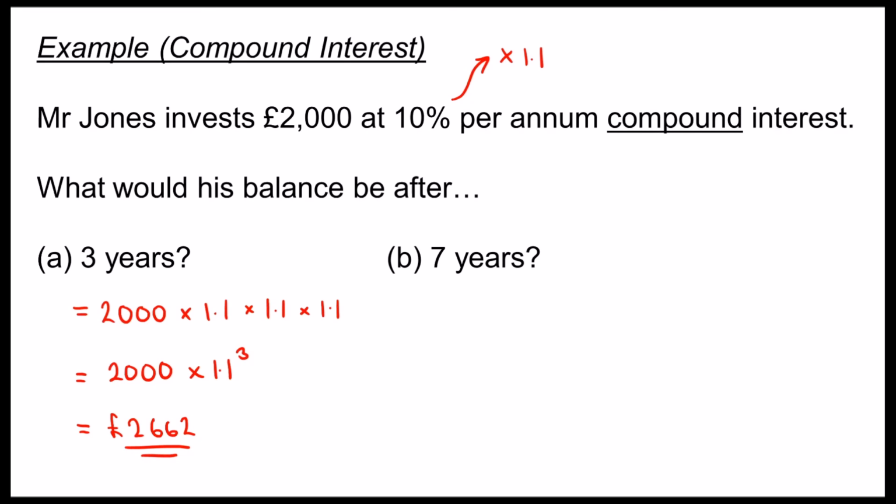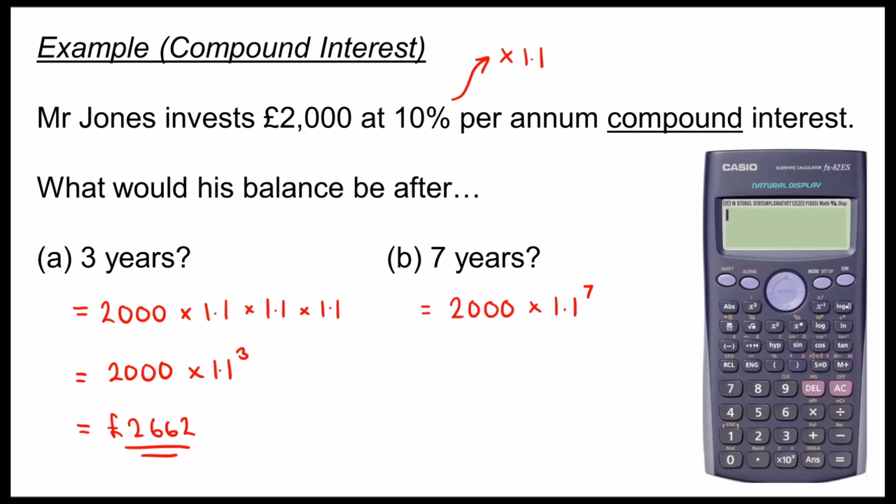So to work out the answer for part B, which is my balance after 7 years, I would do the same thing but with a power of 7. So I take my starting balance of 2,000, I need to times by 1.1 because I get 10% extra each year, and this time I'm going to take it to the power of 7. Again, I can use my calculator to help me work this out. So I've got 2,000 times by 1.1 to the power of 7.